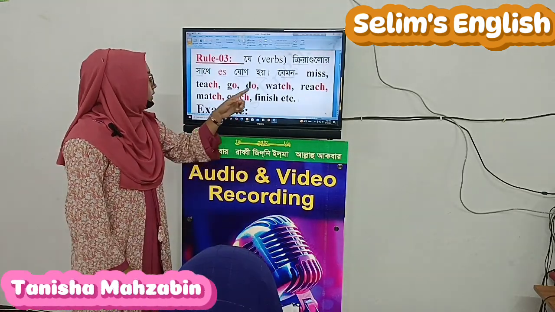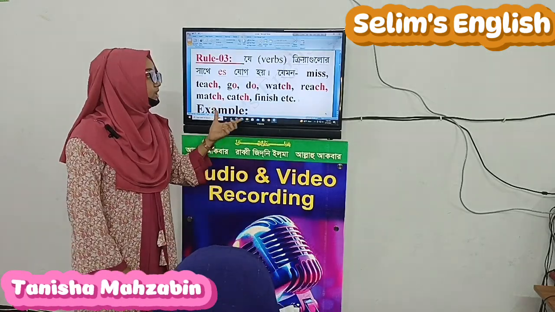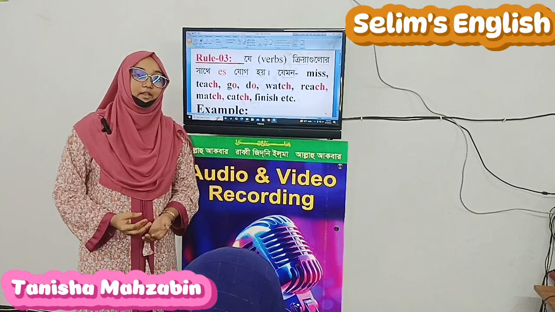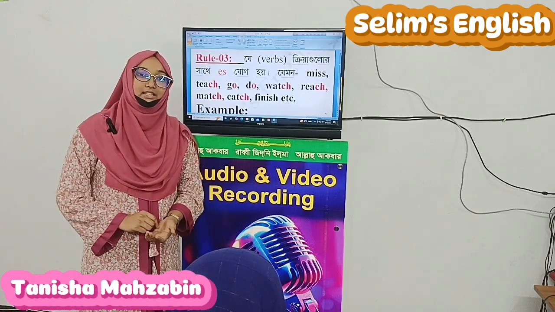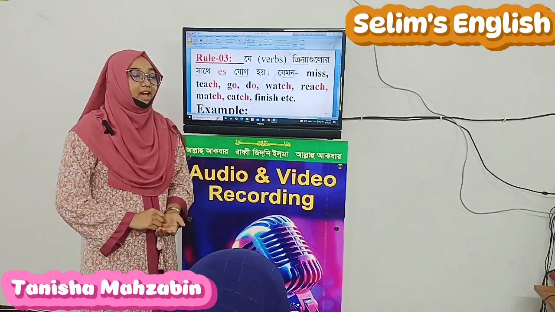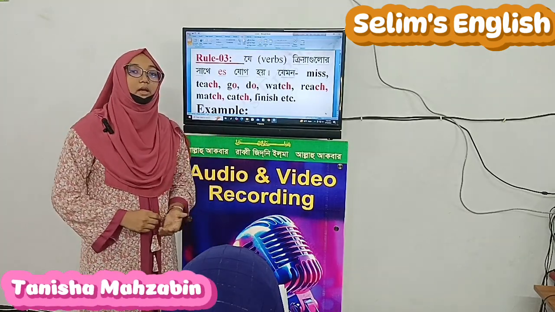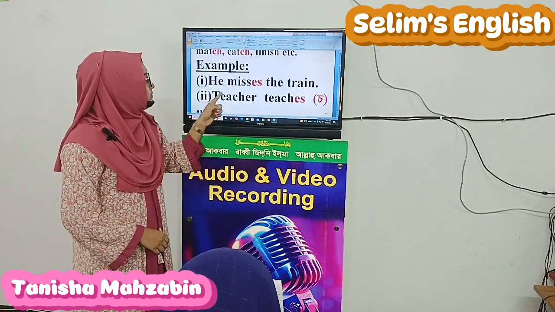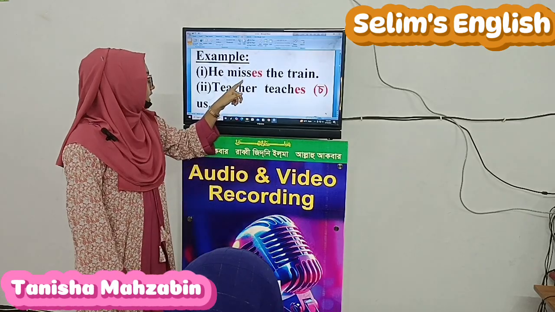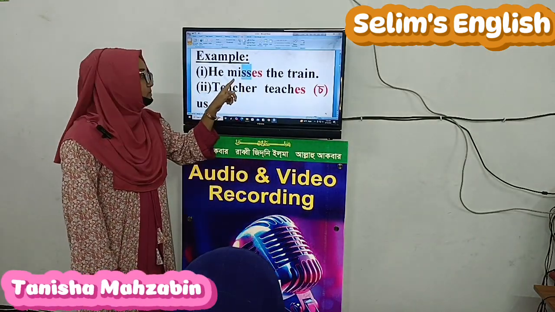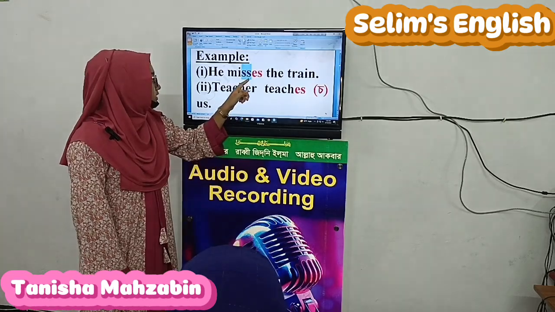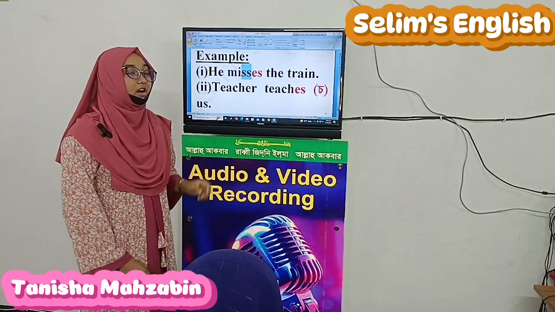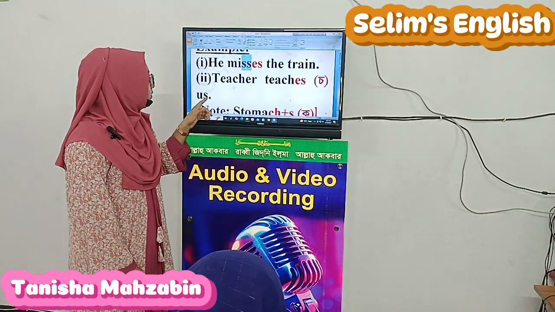Here is the rule, and I hope you can see the detailed information on the screen, but I'm telling you in short: when a verb ends in s, ch, x, o, or z, then you have to add es at the end to create the present indefinite tense. An example is: he misses the train. Here subject, verb, and object. The verb is miss, and the last two letters are ss. That's why we have to add es after miss to create the present indefinite form, because he is a third person singular subject.